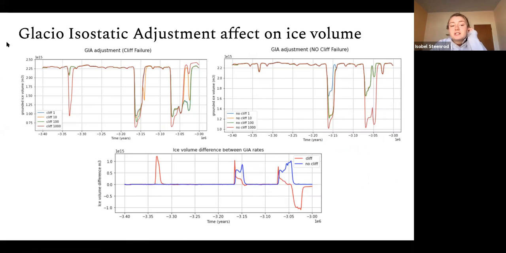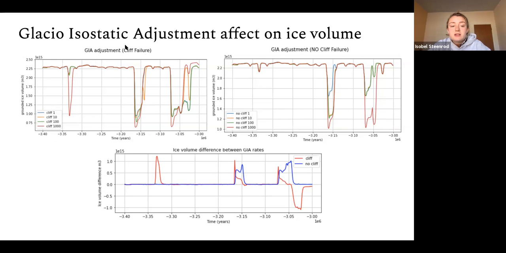I'm looking at the glacial isostatic adjustment effect on ice volume. I varied the rate of change of the glacial isostatic adjustment from 1 to 1,000, and I ran 8 models: 4 from 1 to 1,000 with cliff failure, and 4 without cliff failure.